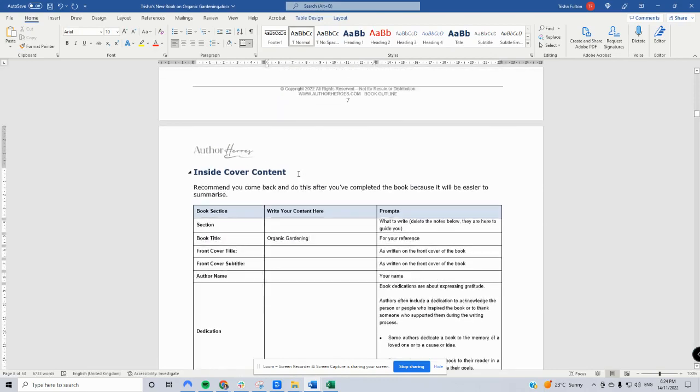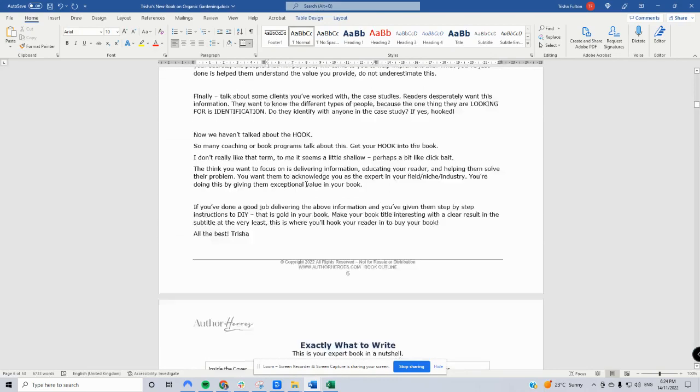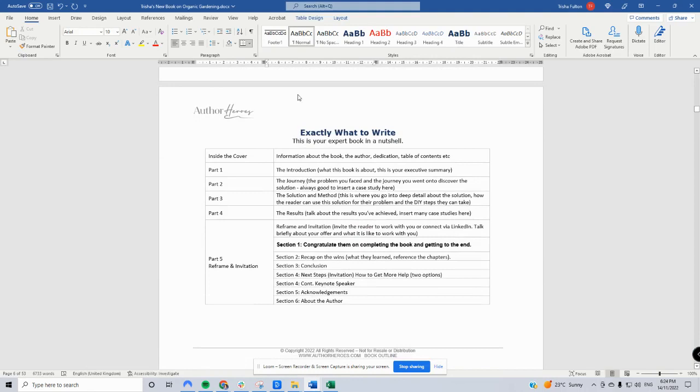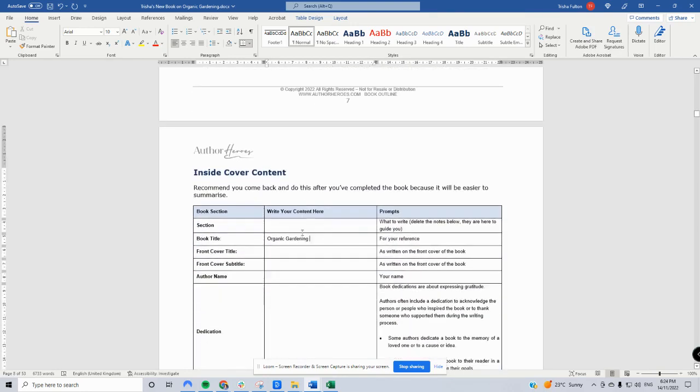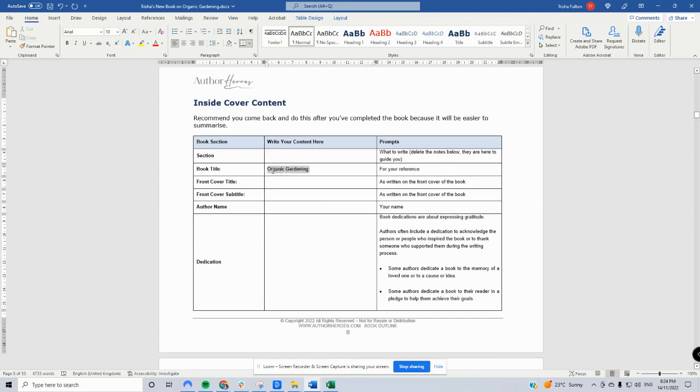Here is the book outline. You'll be able to download this in the resources section. Please have a read through. There's some really important information. This is exactly what you need to write. Part 1, the introduction. This is what the book is about. Part 2 is the journey. Part 3 is the solution. Part 4 is the results. So let's do this together. I'll do a quick one here.